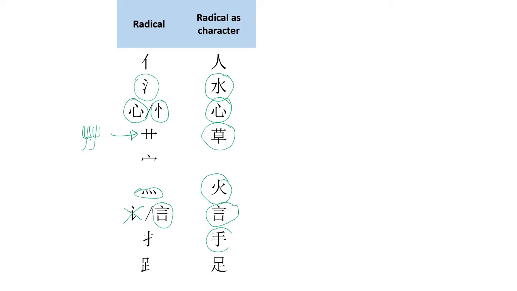Or this is the character for the hand, and when it's a radical it's like this. Or this is the character for a foot, and we often see it like this. And here is the character for the human, and this is often written as a radical like that.